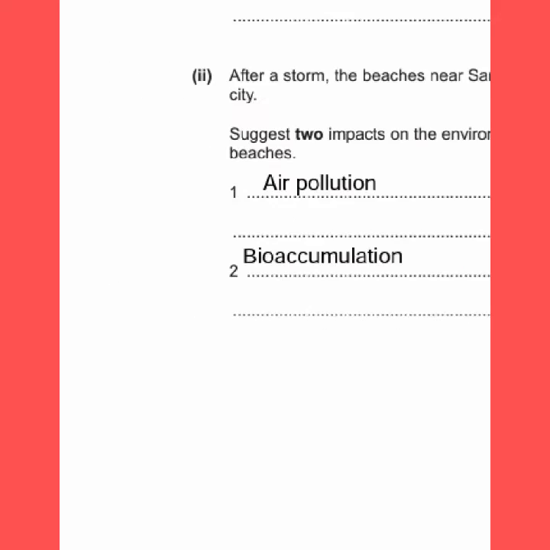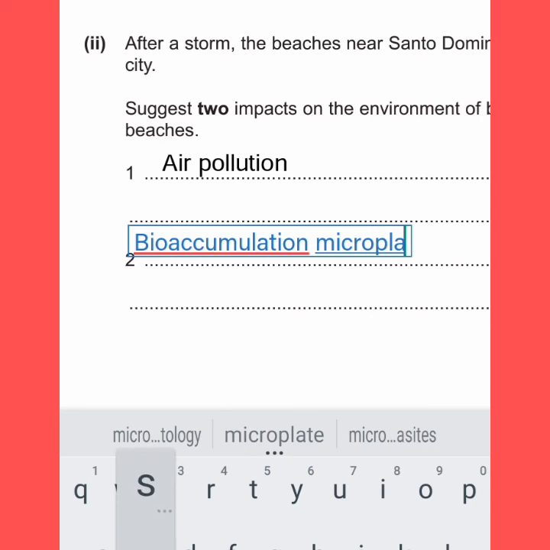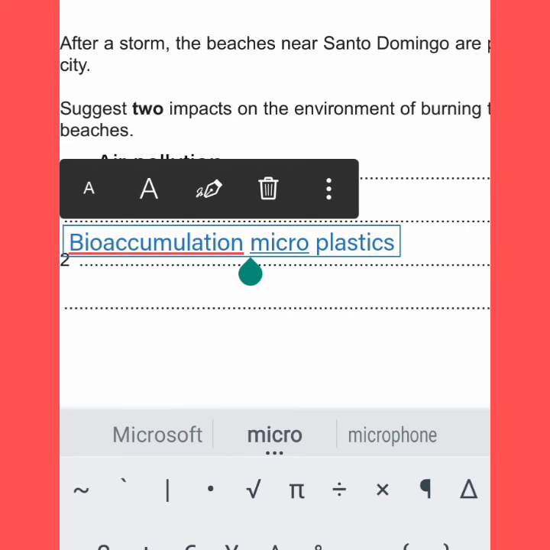So I'm going to write it down here. Mention this, be specific. Microplastics, right? Which are produced on burning, okay? Let me put it in brackets.